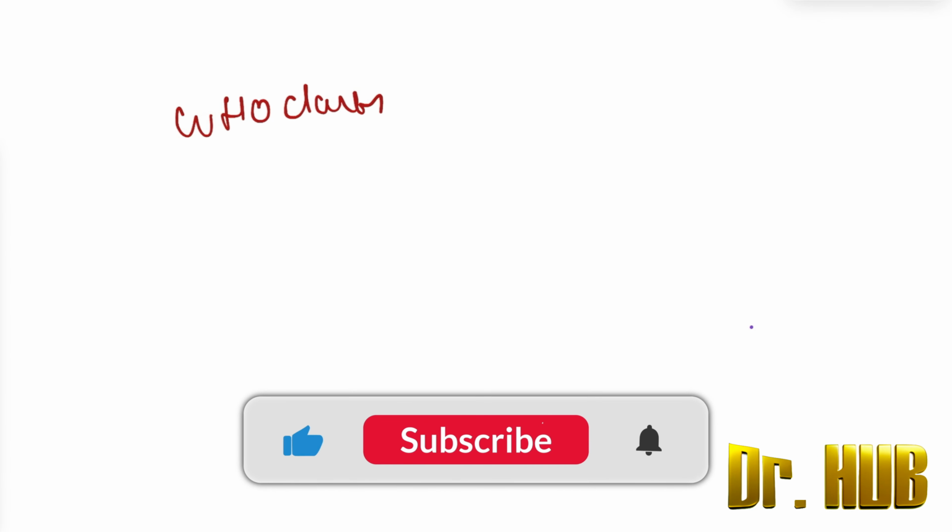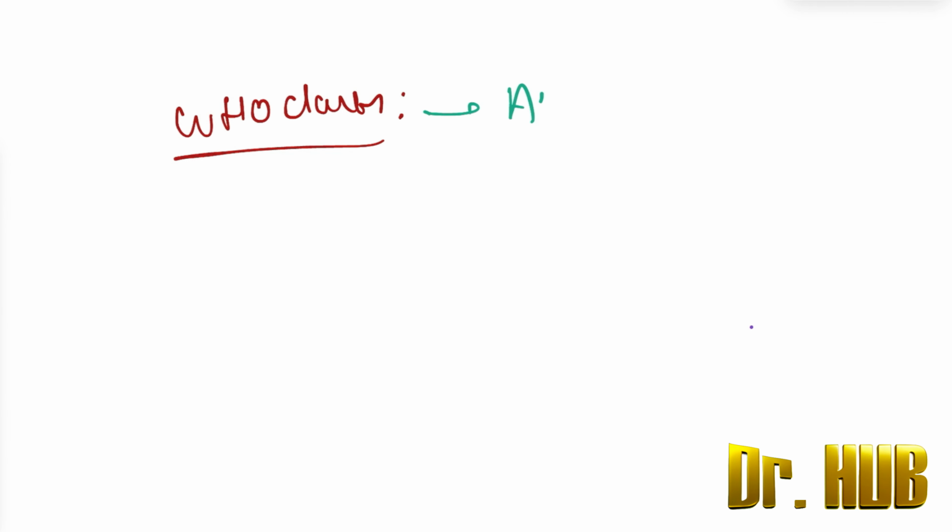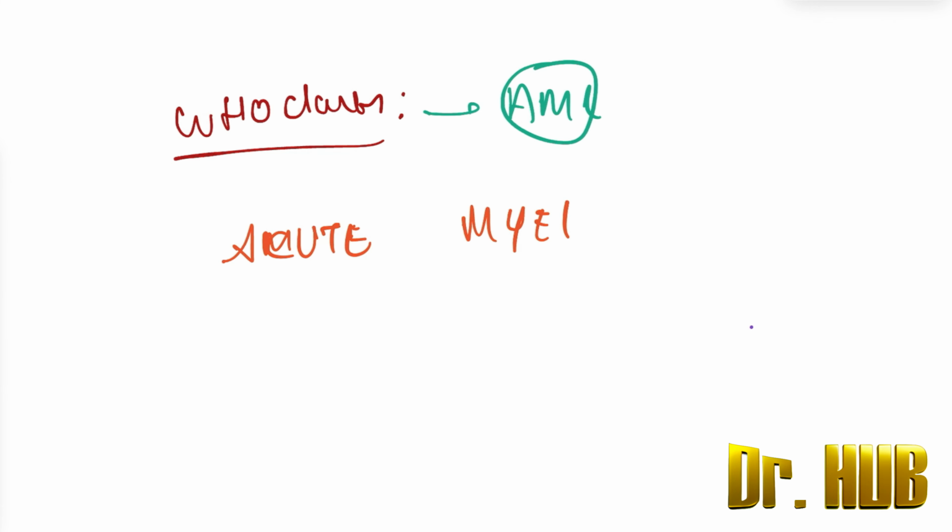We're going to see the WHO classification, and this is of the AML, that is the acute myeloid leukemia. Let's write it down: acute myeloid leukemia.